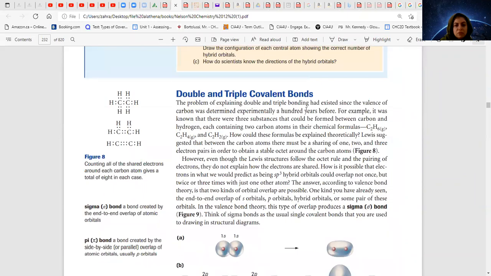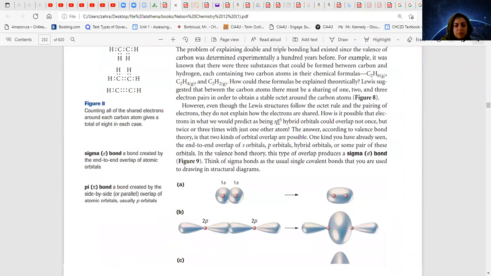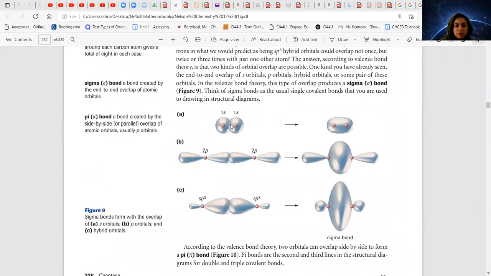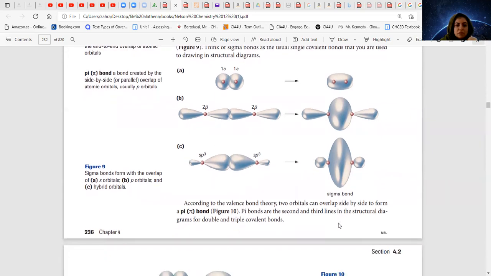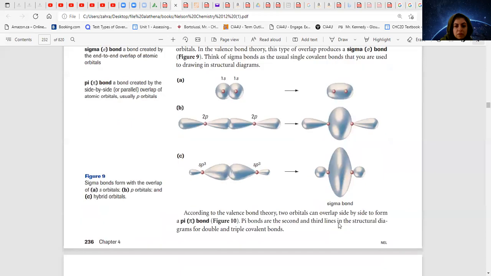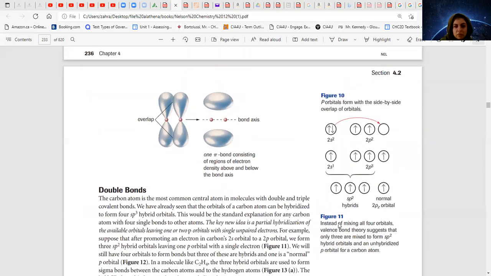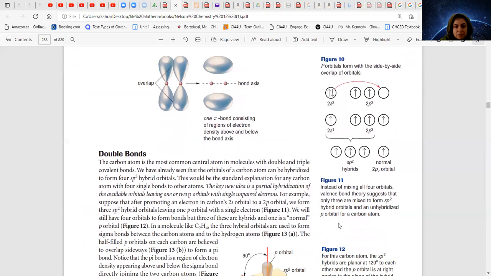Now, double and triple covalent bonds. What's going to happen here? For this one, we did like H2, 1s and 1s combined with that, and two p orbitals come and are involved. It's like that, and let's say sp3 and sp3 hybridization happening. You have it like that, just a sigma bond. I'm going to go through an example.